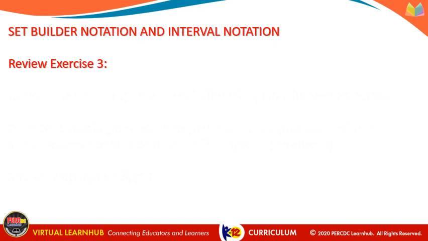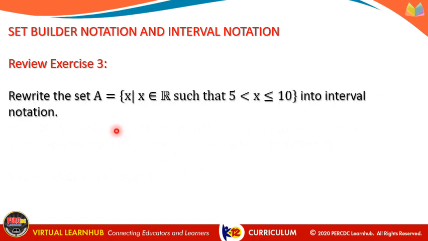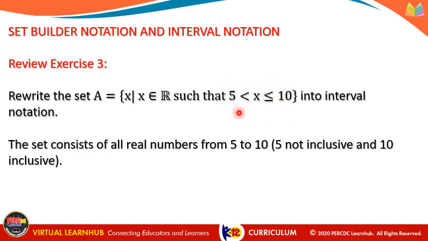Okay, let's have another example. Rewrite set A into interval notation. What is set A? Set A contains x, in which x is a real number such that x is greater than 5 but is less than or equal to 10. So from this, the set consists of all real numbers from 5 to 10. 5 not inclusive and 10 inclusive.